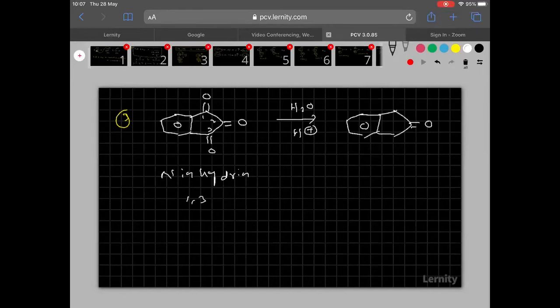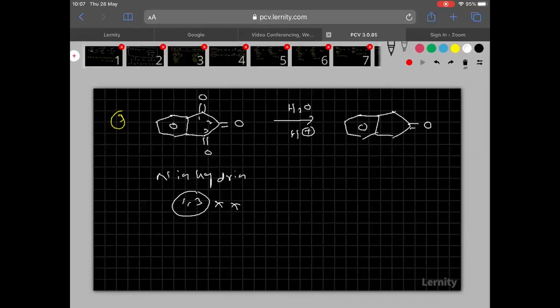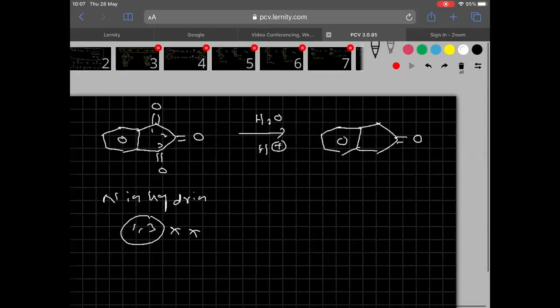Am I right? Answer 1 and 3. At 1 and 3, reaction does not happen. Let me explain clearly. At 1 and 3, reaction does not happen. Then reaction happens at the second carbonyl. So I will make you understand like this, so that things will become clear to you.